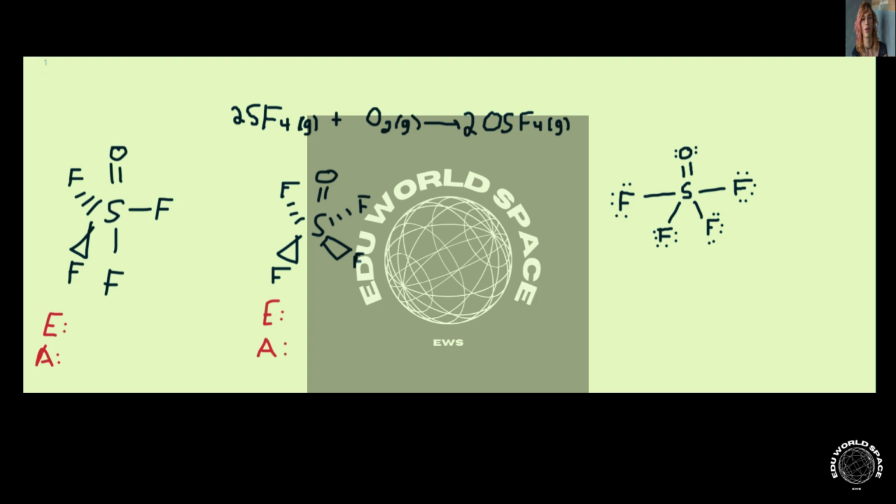For this one, 3 are going to be equatorial. We have 3 in this plane, triangular plane right here. And 1 is going to be axial. 1 is going to be below our sulfur. And now for square pyramidal, we have 1, 2, 3, 4 that are equatorial. They're all in this plane, and 0 that are axial. And that's how we solve this kind of problem.